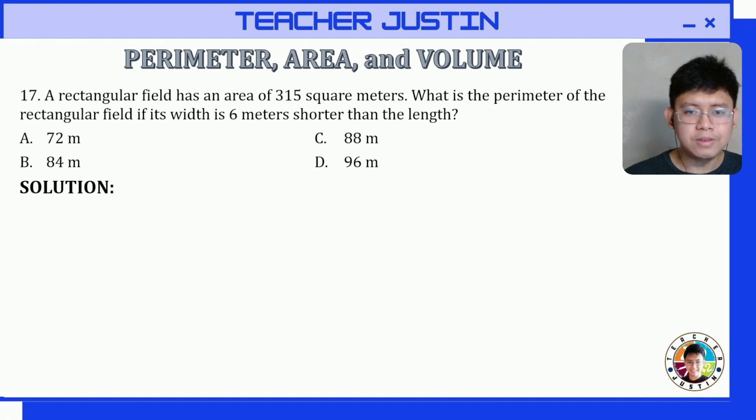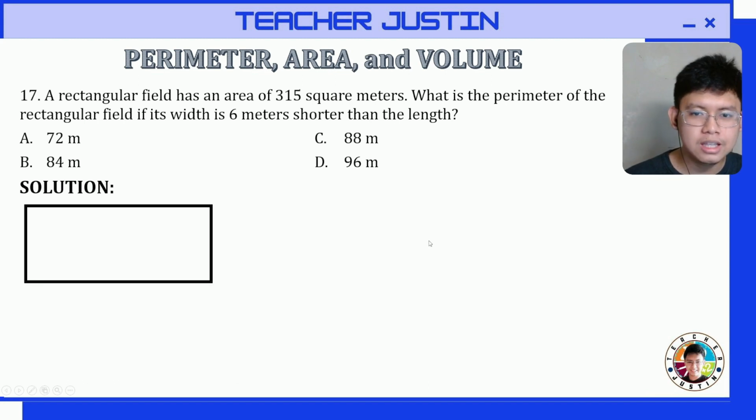Alright. A rectangular field has an area of 315 square meters. What is the perimeter of the rectangular field if its width is 6 meters shorter than its length? So, para masagutan natin to, let's draw our figure. Meron tayong rectangular field na merong area na 315 square meters.